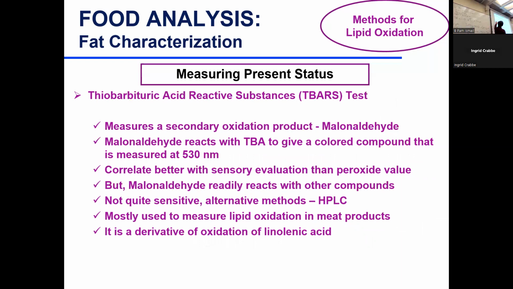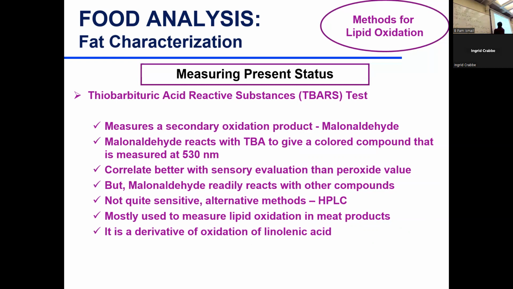The last one I'm going to talk about is TBARS, which is thiobarbituric acid reactive substances. Very long name. TBARS is the common short name. Here we're measuring a specific secondary metabolite, which is an aldehyde, malonyl aldehyde, which is a derivative specifically of linolenic acid. So if you have oil that is very low in linolenic acid, it's not going to be very sensitive. However, it is used in meat because in meat you have considerably enough level of linolenic acid.